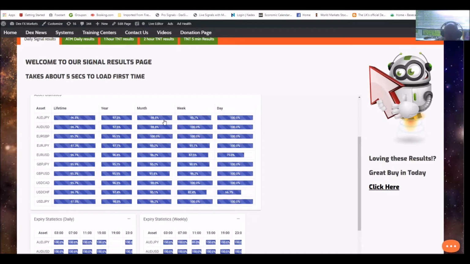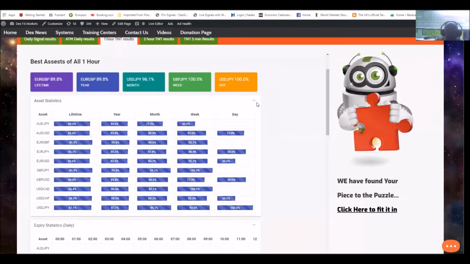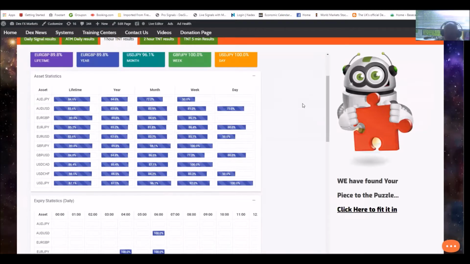Looking at the month, the last 30 days, which again, as I like to say, is where I get my data from when I'm using the Xedan bot, everything here is in the 90%. In fact, the lowest is 91.8%, and the Euro Great British Pound is at 100%. Absolutely superb. Right, moving on to the 1 hour TNT, trend, negate and trade.